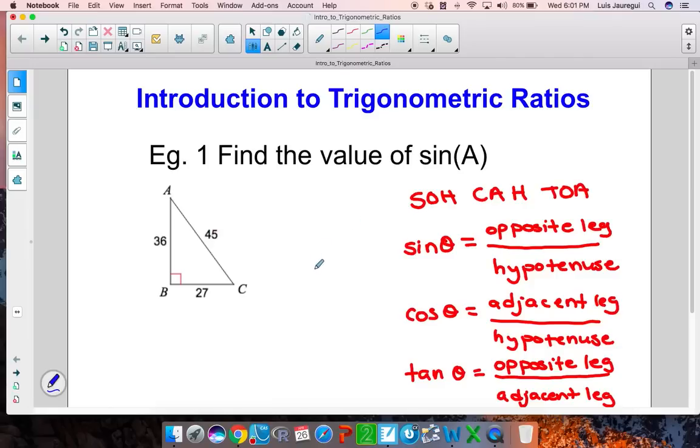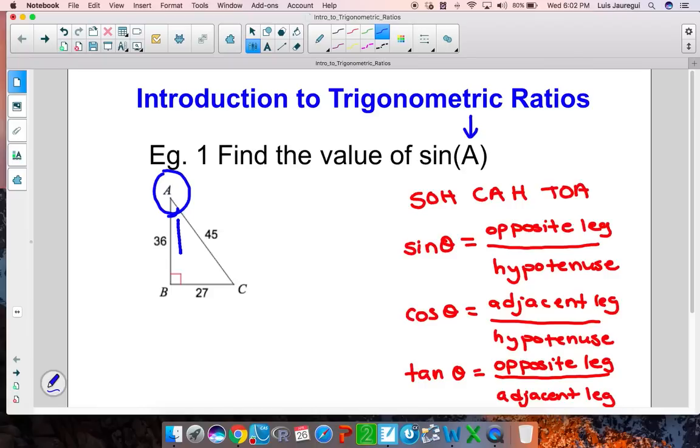Example 1, find the value of sine of theta. The first thing I always recommend you to do is identify the angle of interest. In this case, we're looking for something relating to angle A. I'm going to go ahead and locate that on my diagram here. So I have angle A, and usually what I ask you to do is circle that particular angle, because based on that we're going to label the parts in our right triangle.